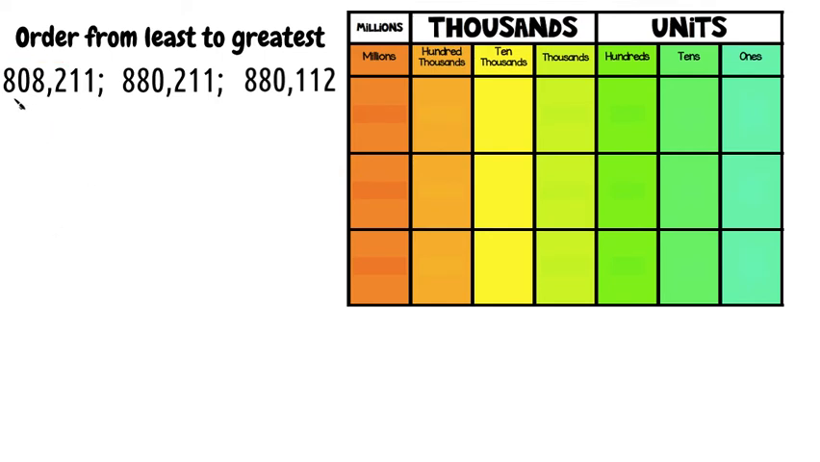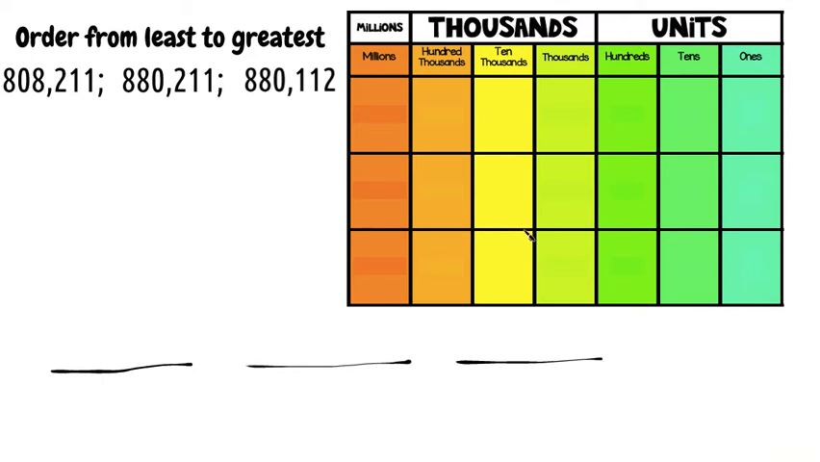All right, let's look at our next example. I have the numbers 808,211, 880,211, and 880,112. Go ahead and pause this video right now and put our numbers in order from least to greatest. Go ahead and begin.